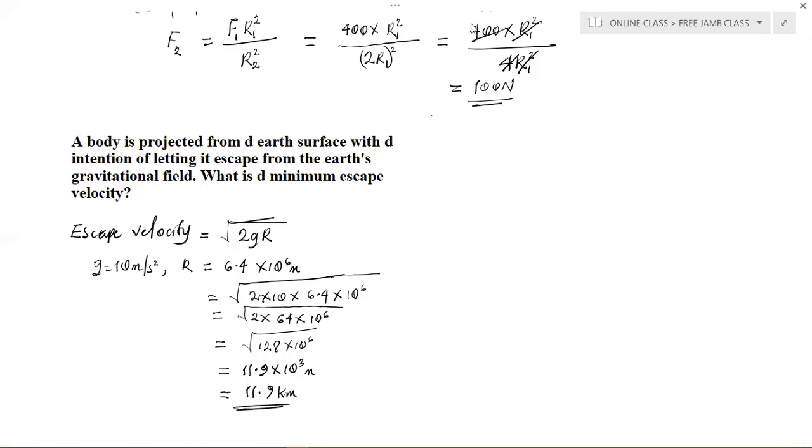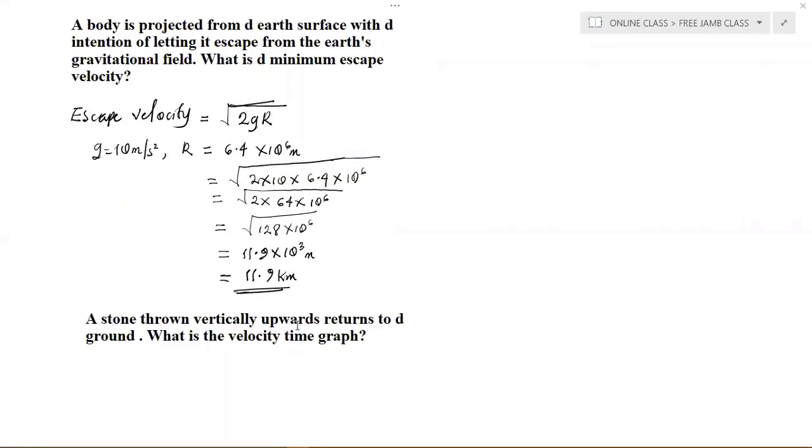We need another question. A stone is thrown vertically upwards to the ground. What is the velocity time graph? Now, this question, the way it comes, if you want to know the velocity time graph, you have this place representing velocity. This vertical one is for velocity.